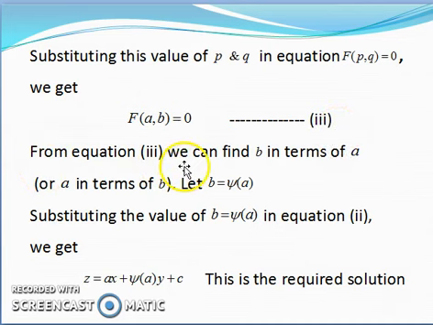From equation number 3, we can find the value of b in terms of a, or the value of a in terms of b. Let us suppose the value of b is equal to psi of a. Then substituting b equal to psi of a in equation 2, we get z equal to ax plus psi of a into y plus c, where c is a constant and a is also a constant. This is the required solution of a partial differential equation of first order which belongs to standard form number 1.